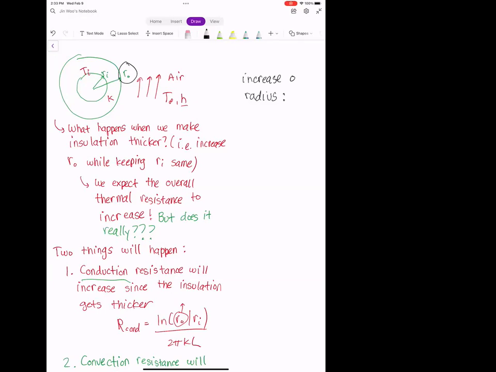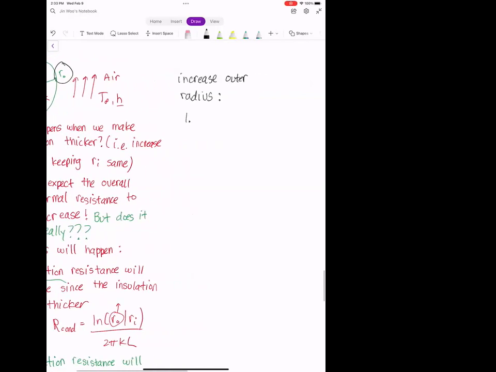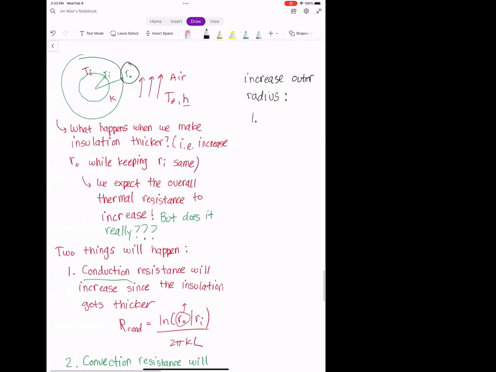I should say the outer radius, right? And so we're talking about a hollow cylinder here, so it has an inner radius and an outer one. When you increase the outer radius, there are two things that basically happen. On the one hand, you increase the amount of material, so you can think of it as an increased amount of mass in your cylinder.